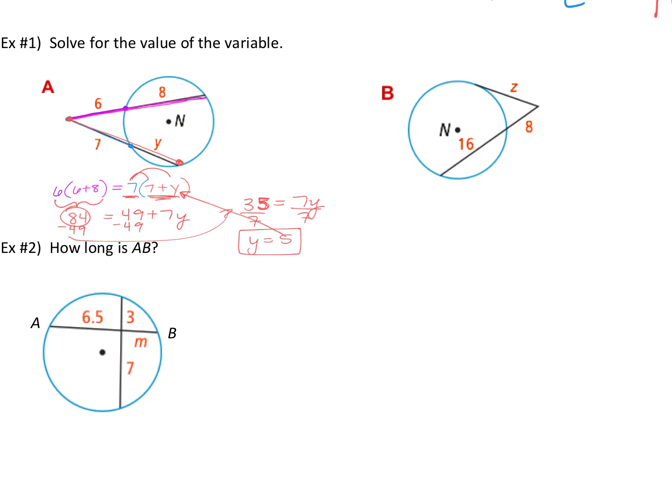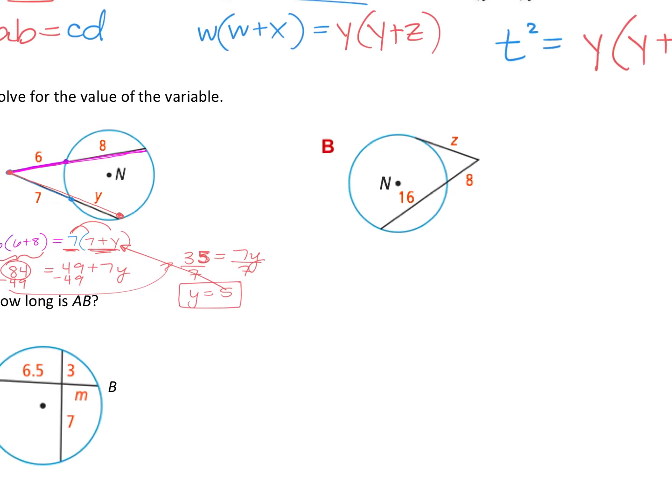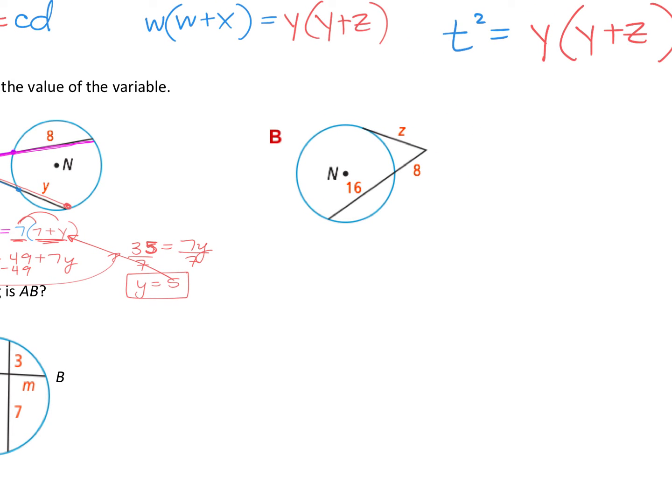Okay, what do we do different on B? The square. The square, right. So if it looks tangent, you're allowed to assume it is tangent. So the only difference here is we're going to do z squared. Okay, how do you set up the other end of it? Z squared equals 8 times 8 plus 16.